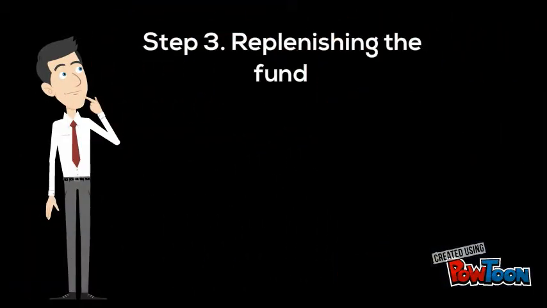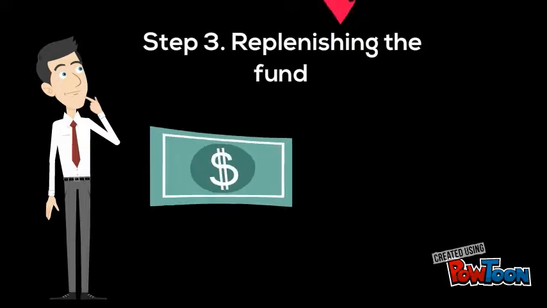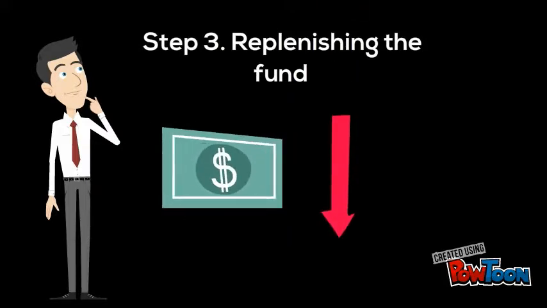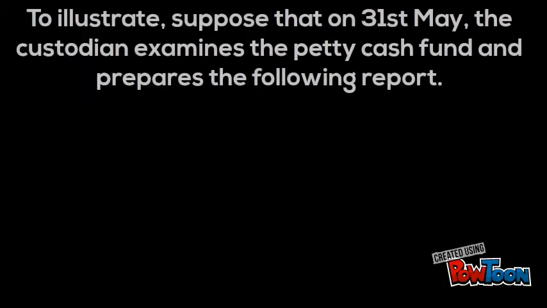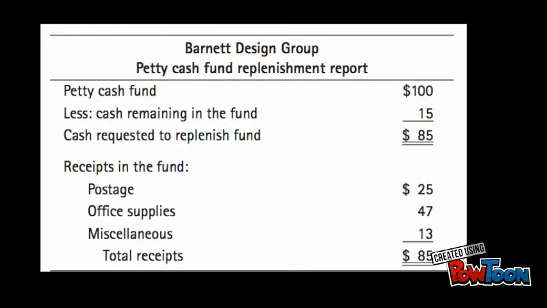The final step is replenishing the fund. As the cash in the fund decreases, the fund must be replenished. To do so, the remaining cash in the fund is counted. To illustrate, suppose that on 31st May, the custodian examines the petty cash fund and prepares the following report. As a result, Barnett would cash a check for $85 to replenish the fund and record the expenses as follows.